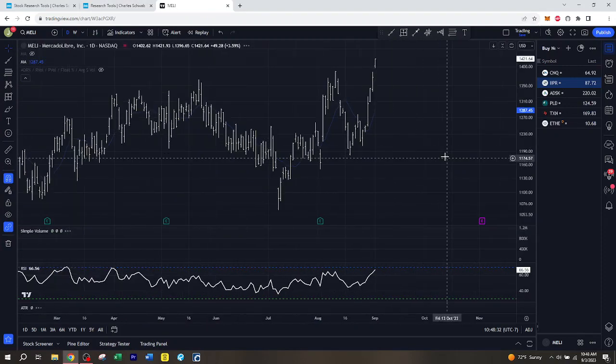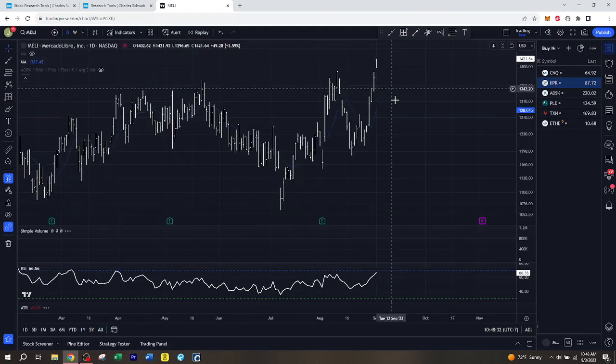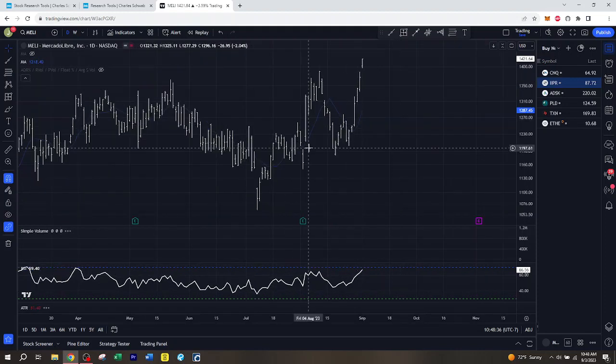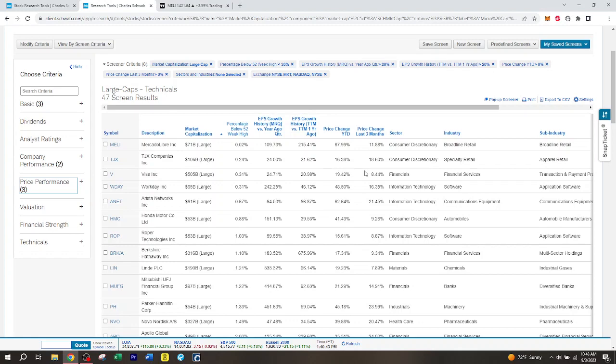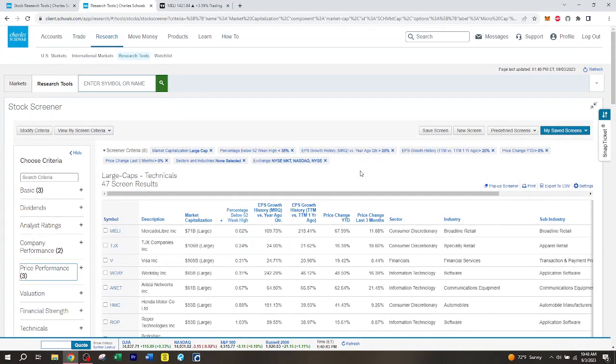So looking at Melly, it's pretty extended on the daily, and this is not really something that you want to be buying. Like I said, you want to be buying out of a healthy consolidation period, and you need to wait until the stock stops going up and starts trading sideways. So that's a quick down and dirty on how I use the Charles Schwab stock screener to do some of the research for me.